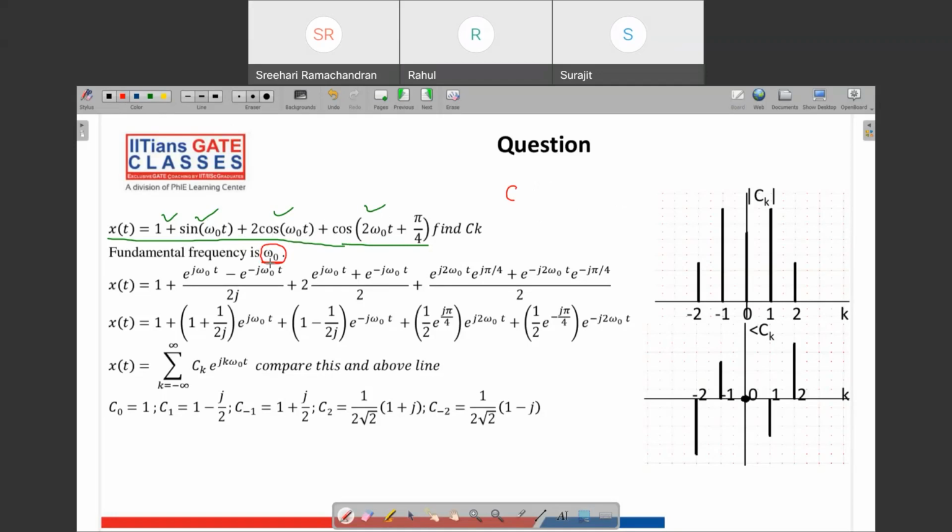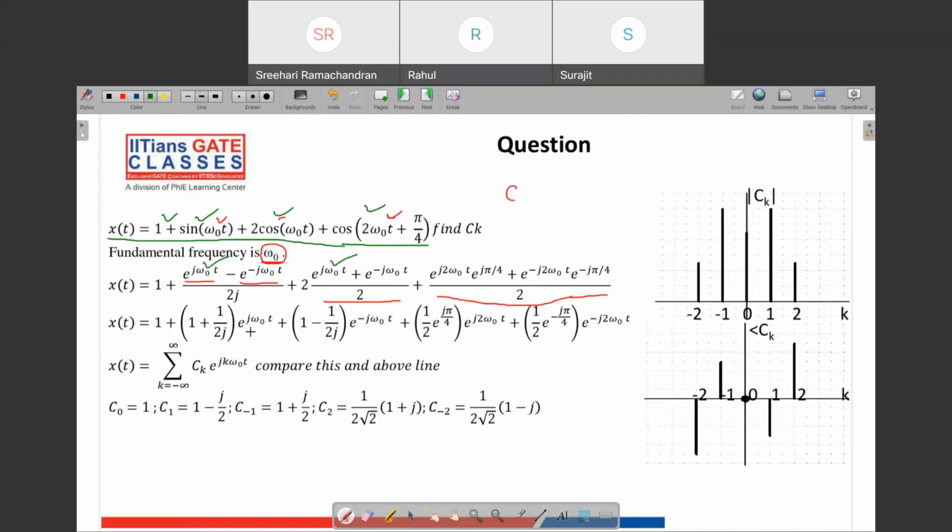Once you have this fundamental frequency, just expand all these sine and cos into their exponential formula. So sine omega naught t, you can write it like this. Cos omega naught t, you can write it like this. And this cos 2 omega naught t plus pi by 4, you can write it like this. After writing this, wherever you see e to the power j omega naught t, just take all of them common. So here we have this one and this one.